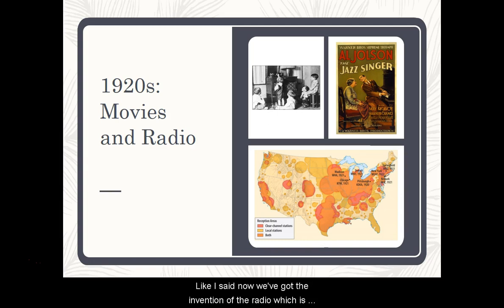Now we've got the invention of the radio, which is bringing all of these stories into people's homes. But we've also got movies. Not to say that movies were not invented previously, but we get a new type of movie in the 1920s.